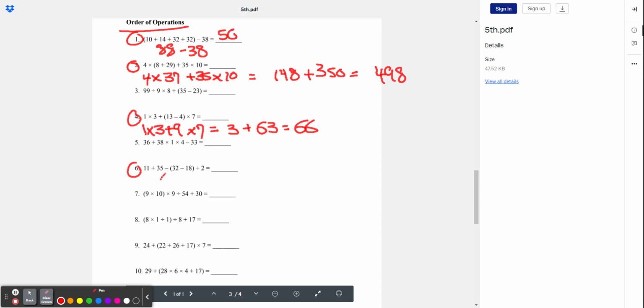Let's look at 6. As always, do what's inside first. 32 minus 18, that is 14. So it'd be 11 plus 35 minus 14 divided by 2. Before we add and subtract, we have to do the division. So it'd be 11 plus 35 minus 7. Now we can add and subtract. 11 plus 35, that is 46. And 46 minus 7 is 39.